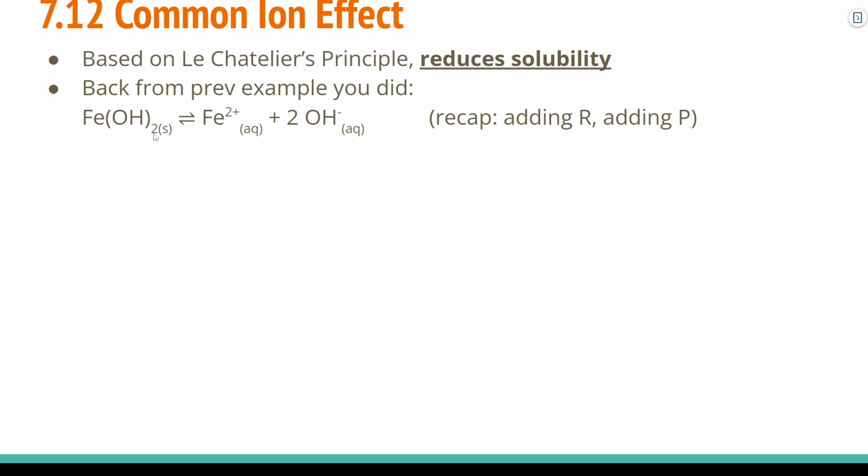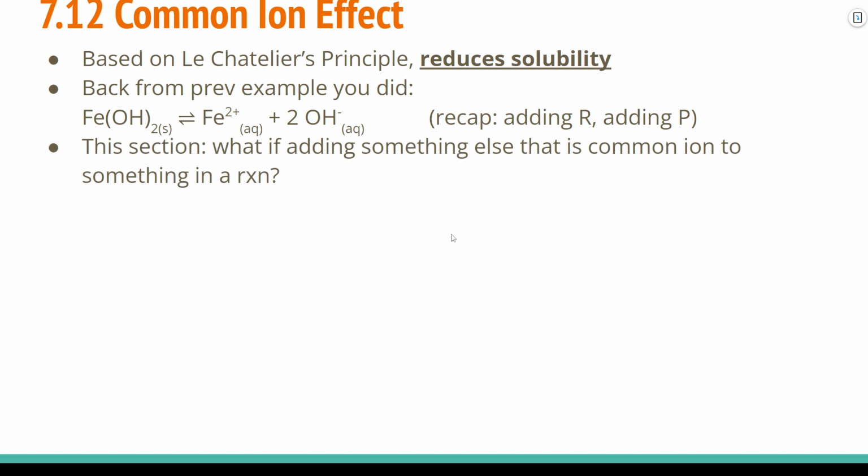As a recap, this is a solid, so if I add more of this reactant, it doesn't affect the K value. But if I add product, it is aqueous, so that will affect the overall what's happening in the system, because this is part of the products in the K value. So if I increase the products, I have to compensate for that to whichever K I have. And so then you're going to increase the reverse rate.